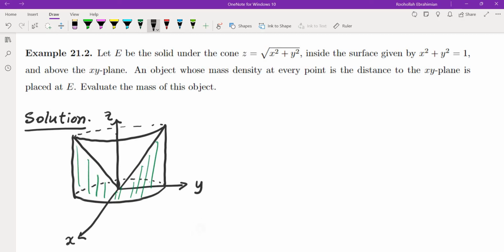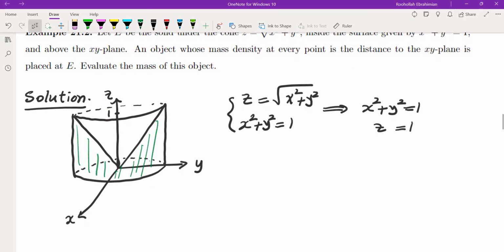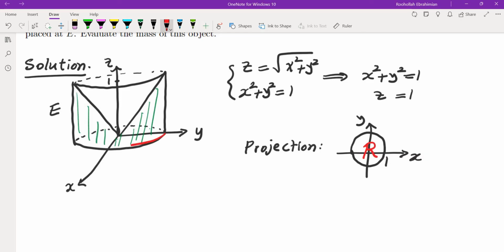Once we look at the intersection, we realize that this point is 1. So z equals the square root of x squared plus y squared, and x squared plus y squared equals 1 gives us the intersection as x squared plus y squared equals 1 and z equals 1. So this point is exactly 1. Let's call this region E. Let's find the projection onto the xy plane. The projection is a disk of radius 1 centered at the origin, which I generally denote by R. So this is R.